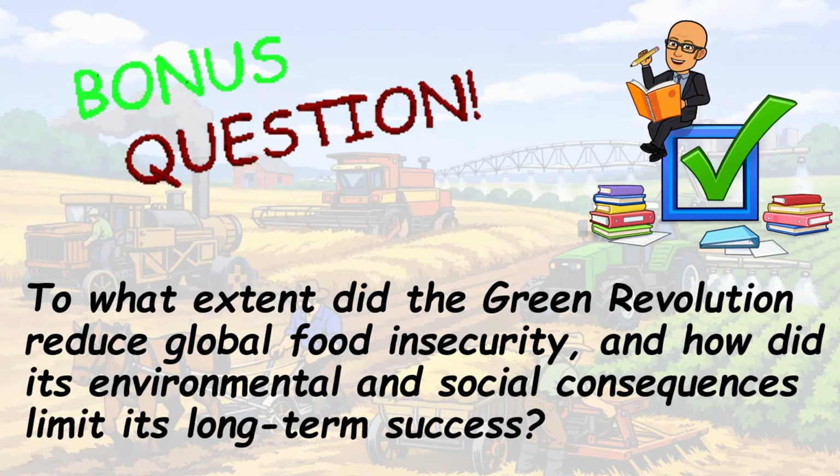You need to talk about higher yields, food surpluses, and self-sufficiency in places like South Asia. But you also need to bring up soil erosion, water pollution, loss of biodiversity, gender inequality, and why Africa did not benefit the same way. Was it a net positive? Was it uneven development in action? Did it solve one problem while creating 5 more?